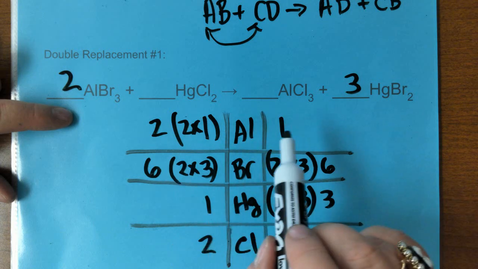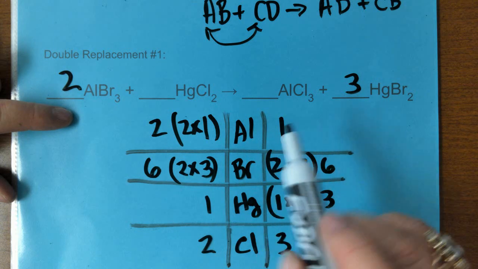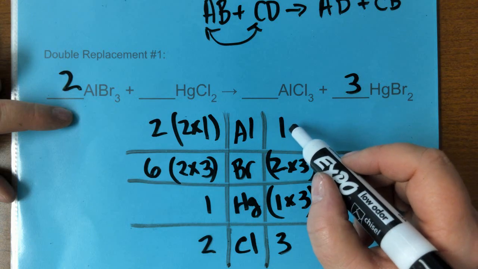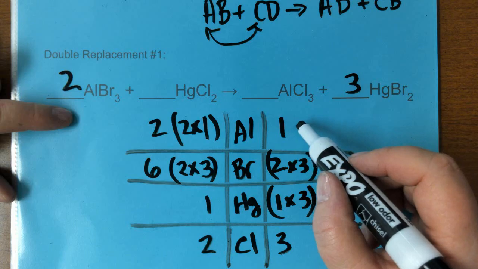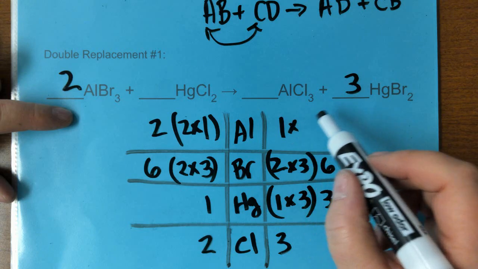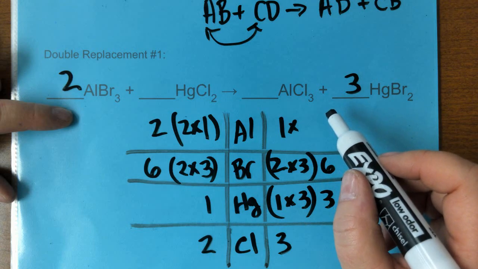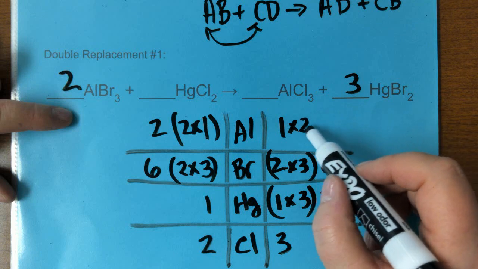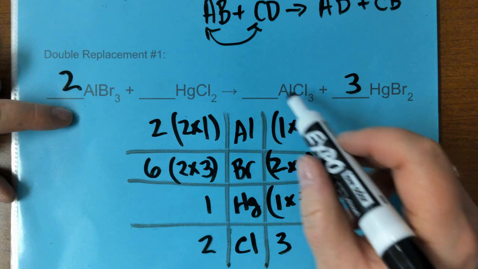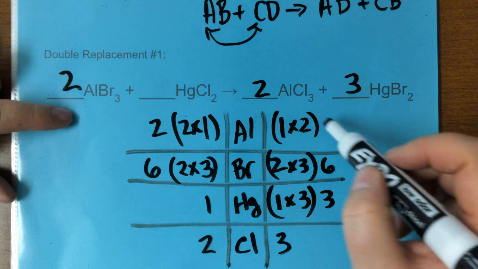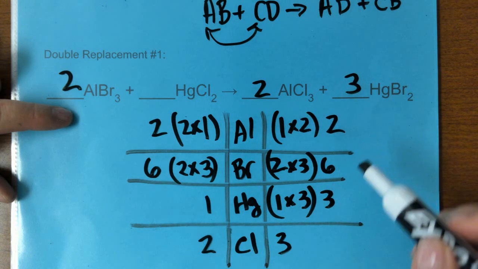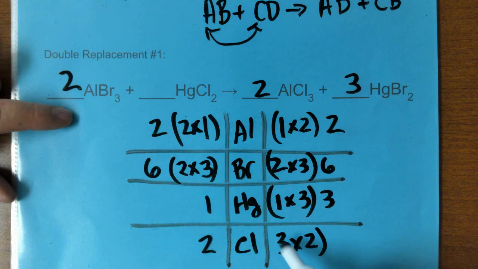Now aluminum's not balanced on this side. So I would need to balance this by multiplying this by 2. I put a 2 in front of that, changes aluminum to 2, but it also changes chlorine to 6.